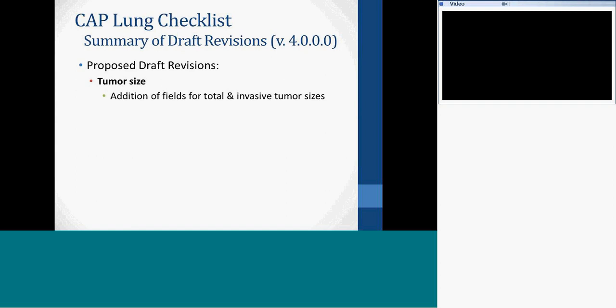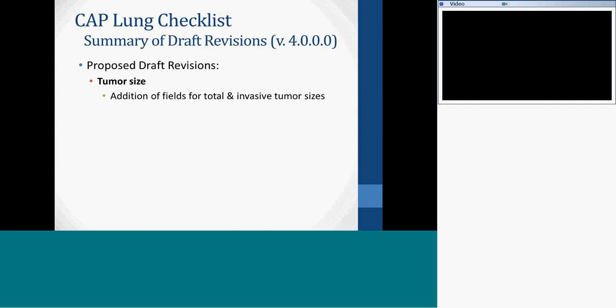To summarize some of the key changes that were part of the draft that was put out for public comment in October or November of 2016, recognizing that there may be additional revisions based on the comments that were received back, we just want to touch on some of the major revisions. A major revision in that draft version was to tumor size, and I'll talk a lot more about this later, but really specifically the addition of fields for measuring total tumor size as well as invasive tumor size.